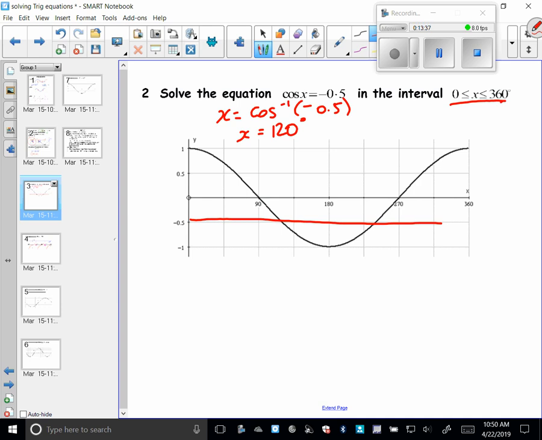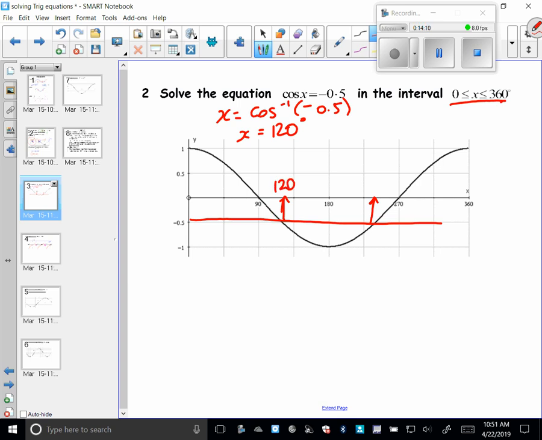So once I've done that, I see where that horizontal line hits my cos curve. How many times does it hit it? Twice. And you will find that in the vast majority of questions, you'll be given two answers. So it hits it here and here. Now our calculator told us 120. So which one of those two values is the 120 one? This one here, yeah? You're happy with that?